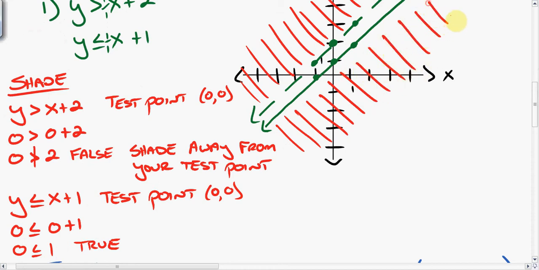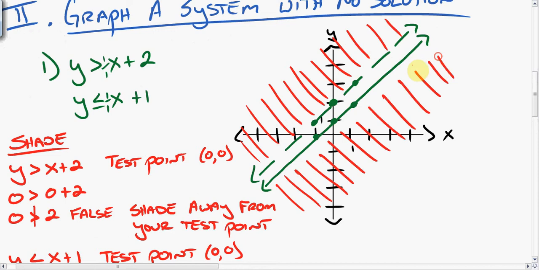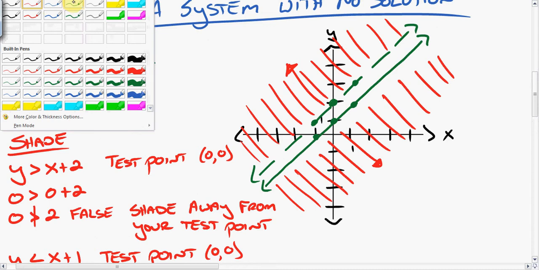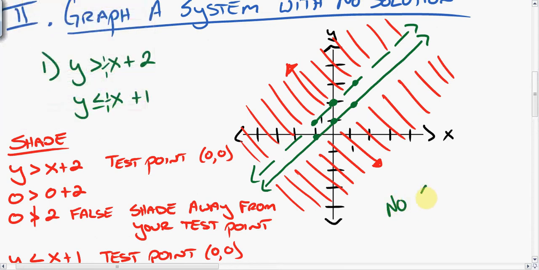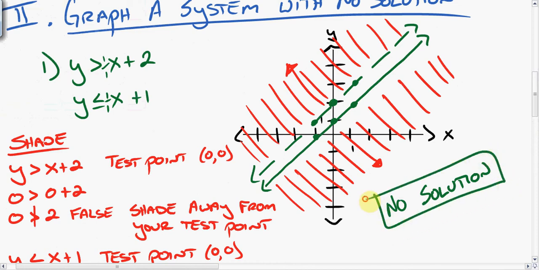So what do you notice about the shading? One got shaded in this direction, the other was shaded in this direction. Do we have any overlap? No, we don't. Alright, so our answer is no solution. Alright, because there is no overlap in the shading.